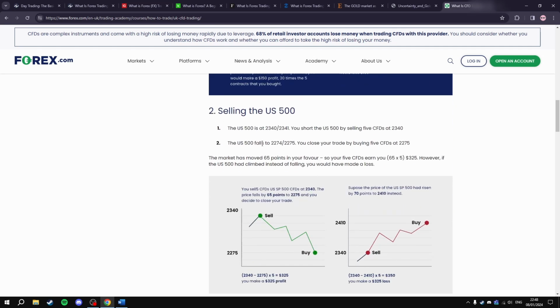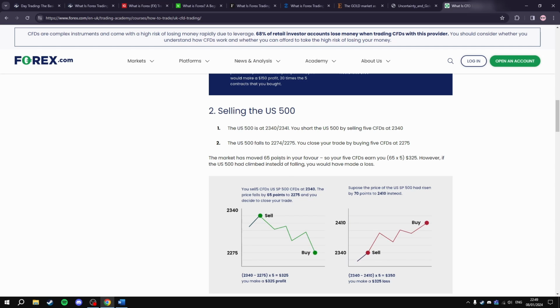Selling the US 500. You short the US 500 by selling 5 CFDs. The price falls, and you close your trade by buying 5 CFDs. Right, so you buy it back. You sell it for a higher price than the price you're buying it back at. So for example, you sell it for £10, but then the actual thing falls in price, so now you can buy it back for £2, and you've made £8 profit.